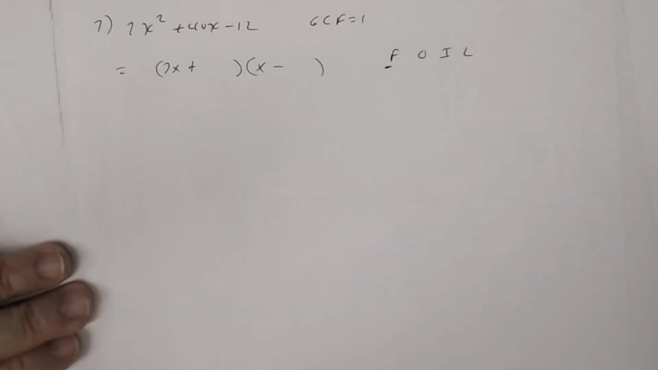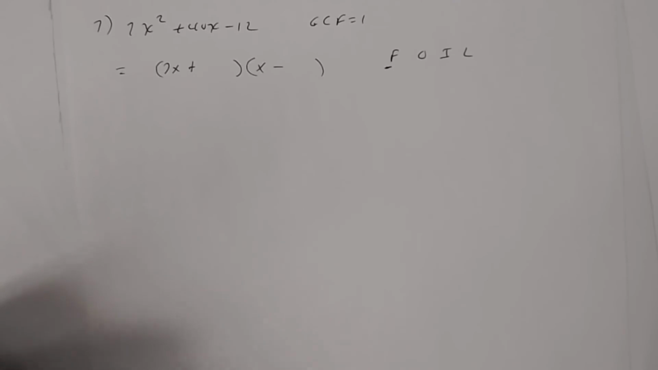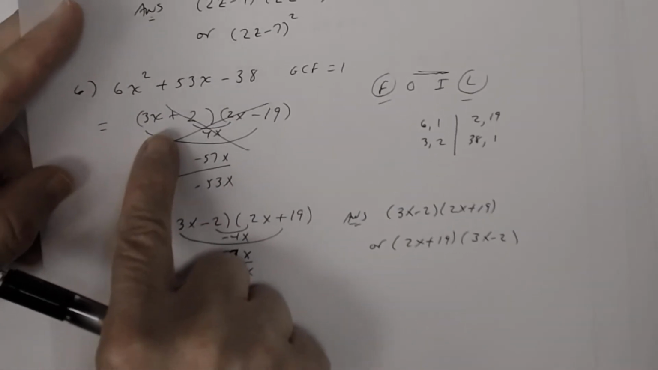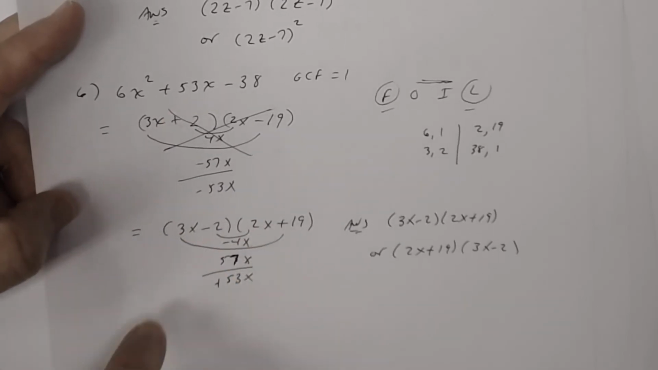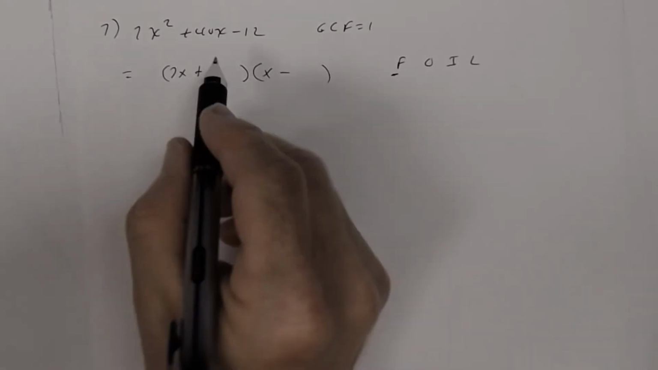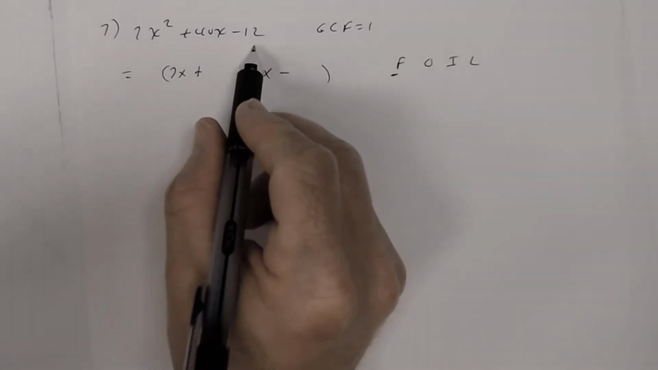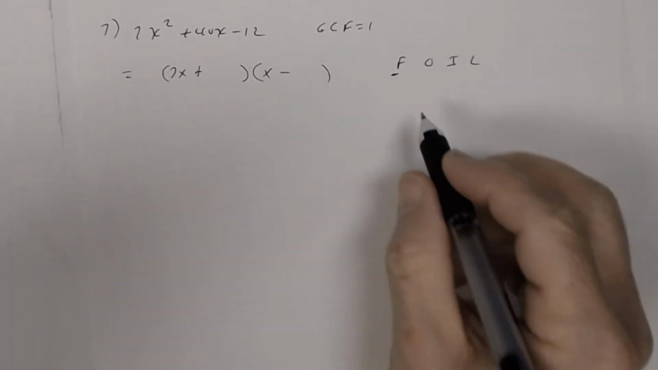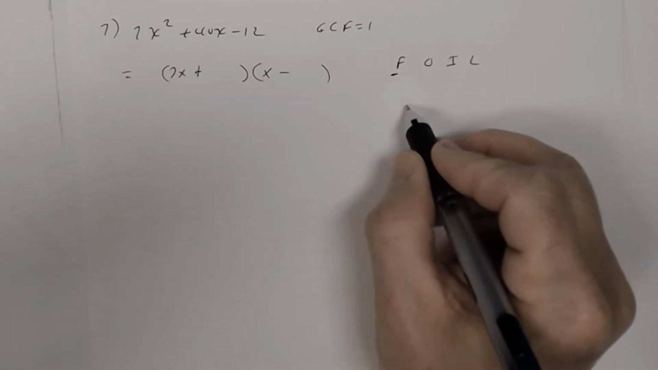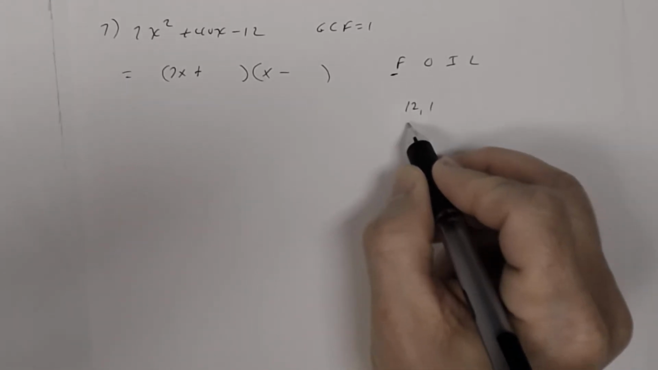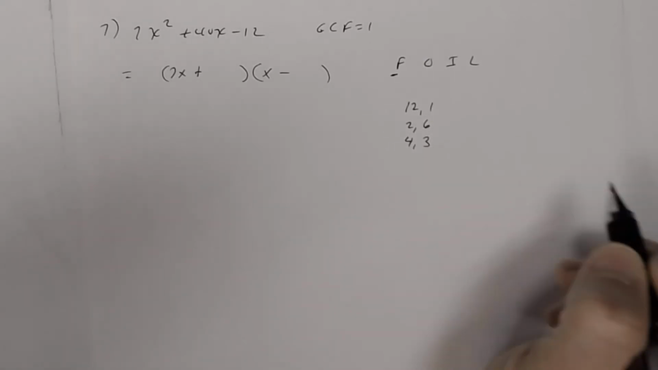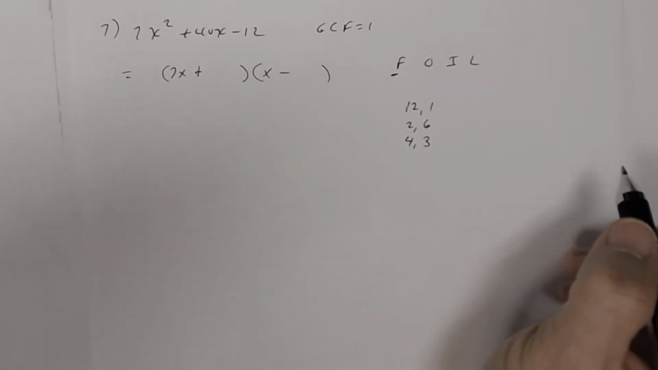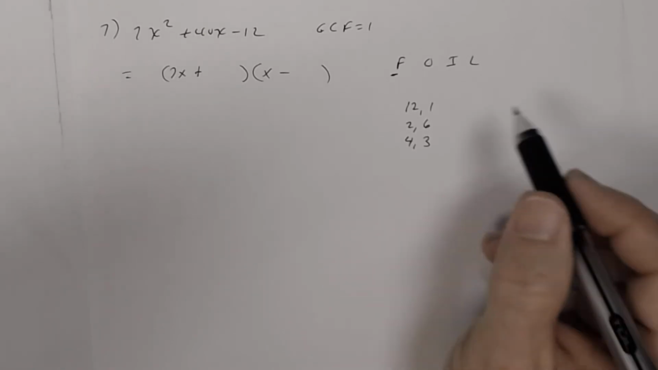If it doesn't work, just like we did here, remember how we put one positive, one negative, and then we saw that those were opposites. All I did was change the signs. All right, so no big deal. Trial and error. Okay, now let's think about 12. There are several possibilities for 12. 12 times 1, 2 times 6, 4 times 3, right? And I think that's about it. So those are the only possibilities for 12.